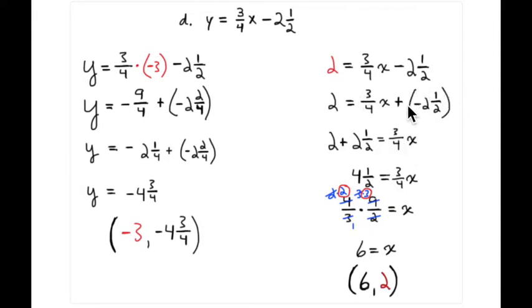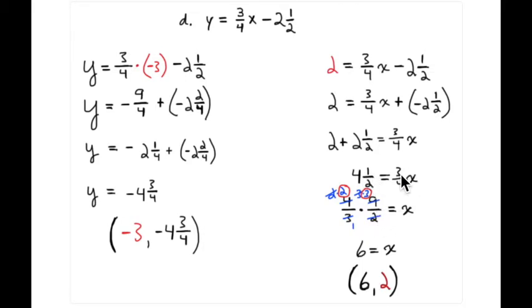So I've gotten rid of this negative 2 1/2 on the right side, and I moved it over to the left side as a positive 2 1/2. So now I have 2 plus 2 1/2 is 4 1/2 equals 3/4 times x. All right, so 4 1/2, I'm going to rewrite that as 9/2. 2 times 4 is 8, plus 1 more is 9/2 right here.